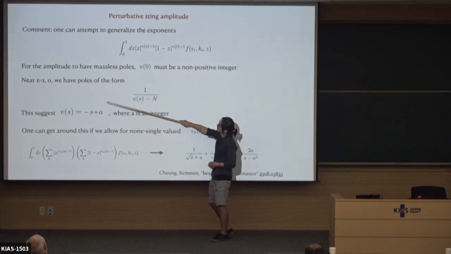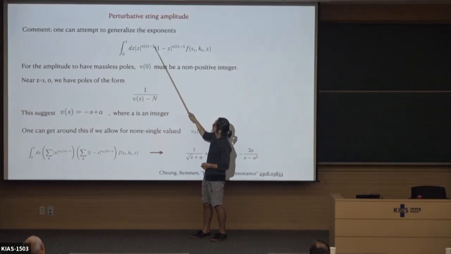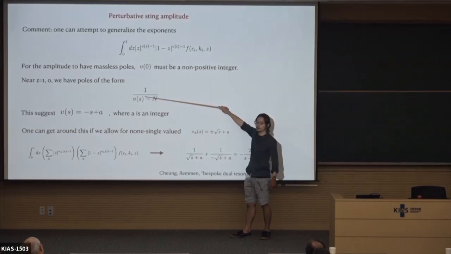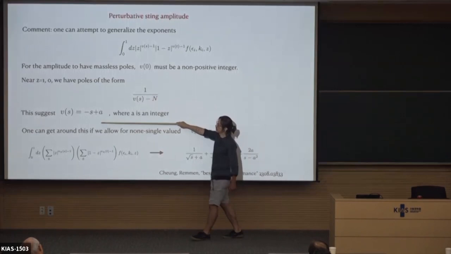And since the pole is appearing at z equals 1 and 0, if you have a random function that looks like this, the specific form of the pole is going to look like v_s minus n here. And since we expect our function should have the usual particle poles, that means that we really need this to be s. So that already tells you that v_s has to be minus s plus a, where a is an integer.